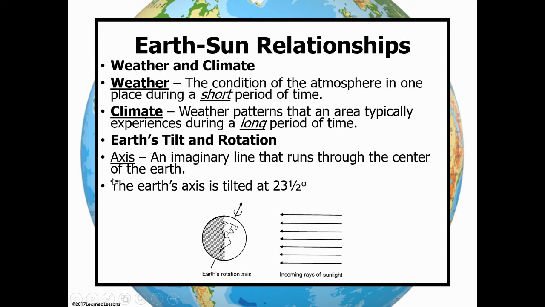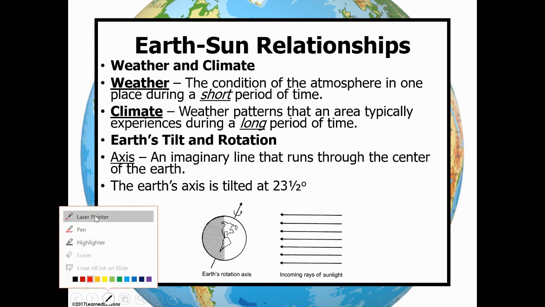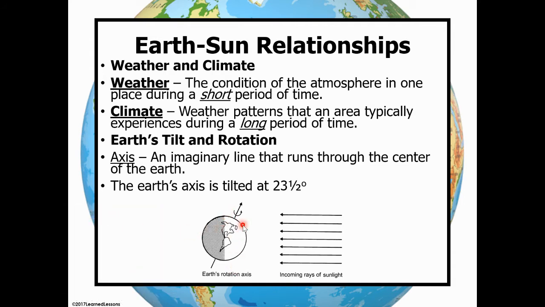And the reason we have this is because of the Earth's tilt and its rotation. So the axis is an imaginary line that runs through the center of the Earth, but our axis isn't up and down. It's not straight up. Instead, it's going to be tilted at 23.5 degrees, and this is going to cause different weather as the sun, which is over here, hits different parts of the Earth, okay?